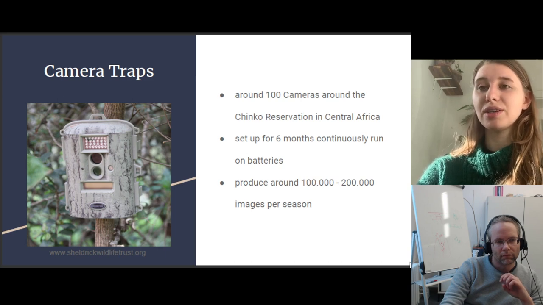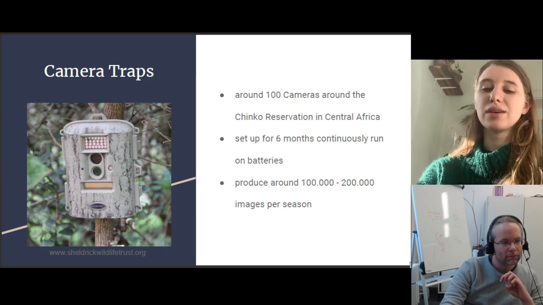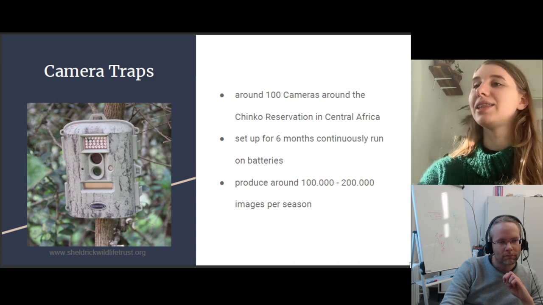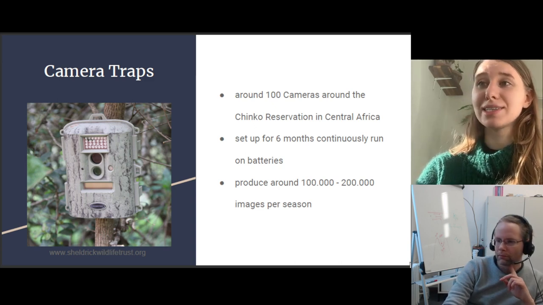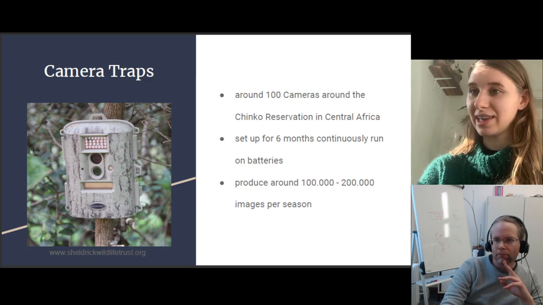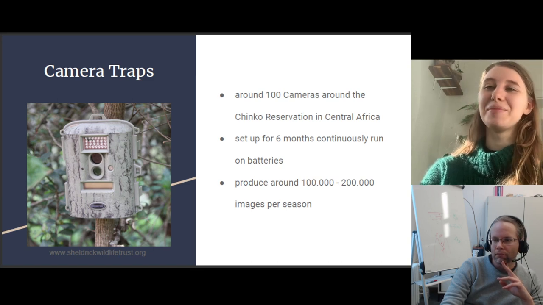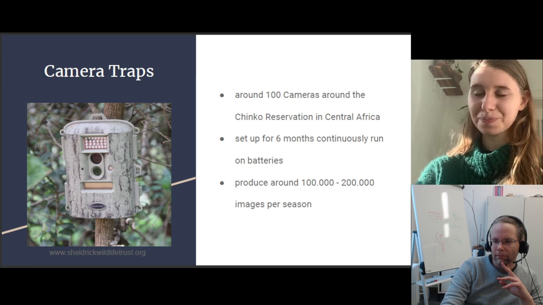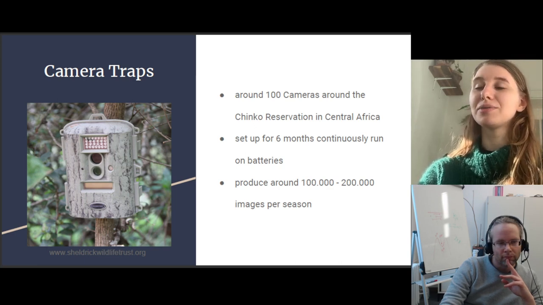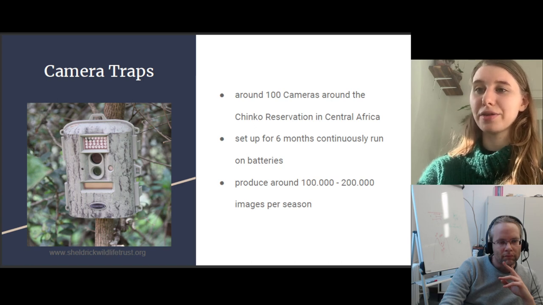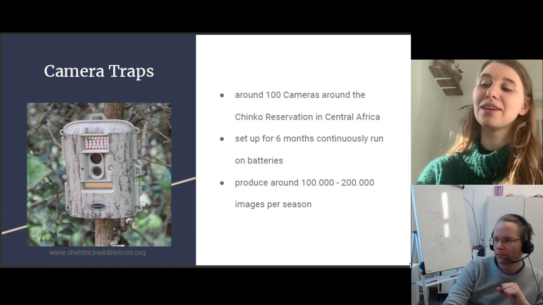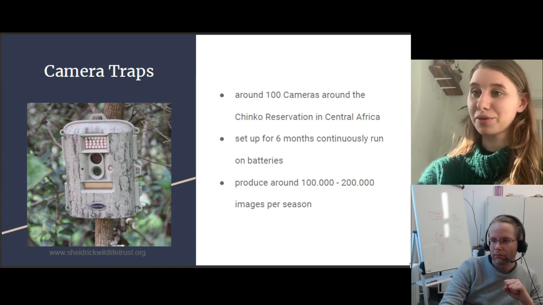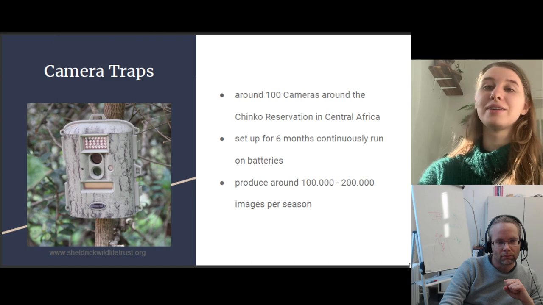We have the coordinates of them, and they just drive out, set them up, and then they leave them alone for about 6 months, because that's how long the batteries last. And when the batteries are dying, we pick them up again, and then we wait until next year. These 6 months, we call it a season, and we produce around 100,000 to 200,000 images per season, which you can imagine is a lot of images and a lot of data for a person to look through every year. Next, please.